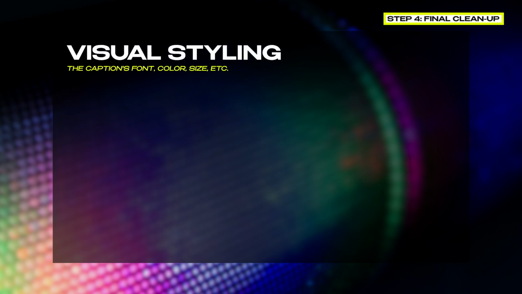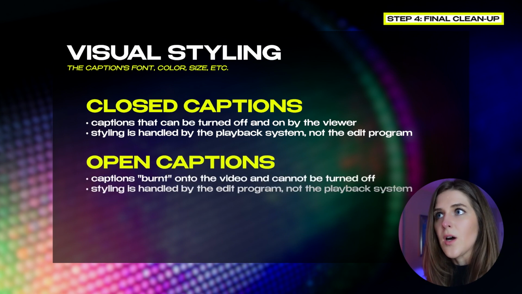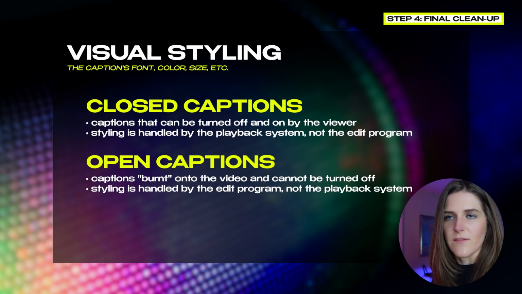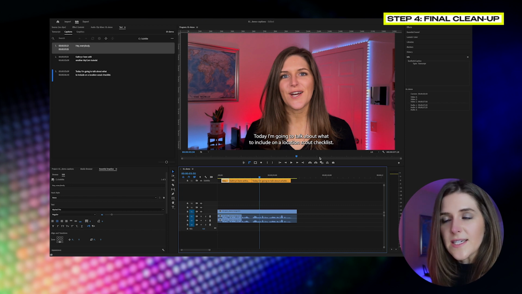In terms of visual styling, which means fonts, colors, size, closed caption styling is handled by the playback system, not the edit program in which the captions were created. So this means you have no control over how closed captions will look once they leave the edit program. Open captions, on the other hand, are controlled by the edit program. Open captions are burnt onto the video or embedded. They can't be turned off. So those are great for social media videos or any video you want the captions to look a certain way or to be laid out a certain way. Otherwise, I wouldn't bother fixing these if they're just gonna be closed captions because you don't know what they're gonna turn out to look like anyways.